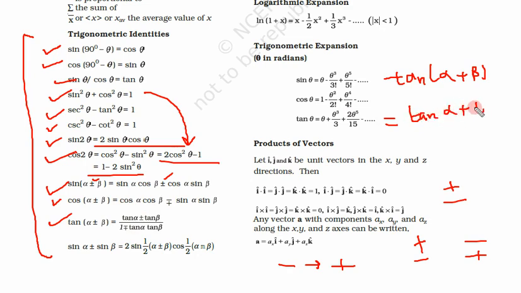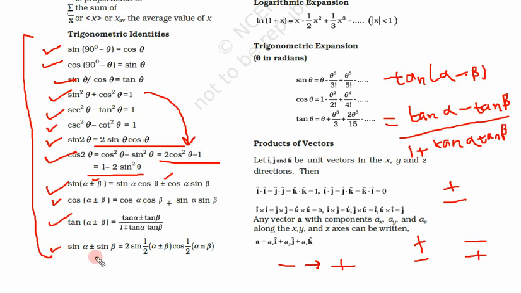Tan alpha plus tan beta, divided by 1 minus, because minus is upper, tan alpha tan beta. So this is the formula. Now if we put minus here, so what we have? Minus. So this will become minus, this will become plus. So you write two different formulas, because that will help you in understanding all these things.